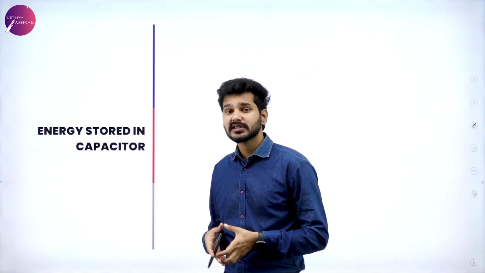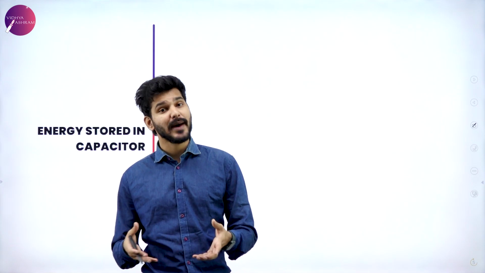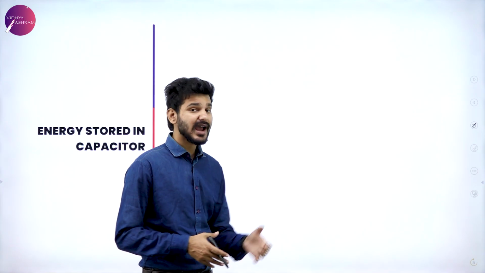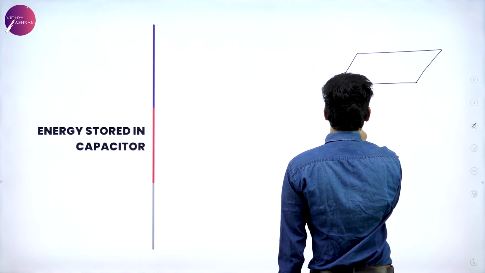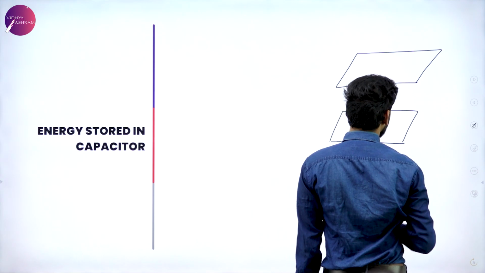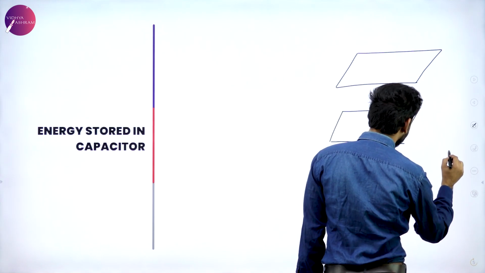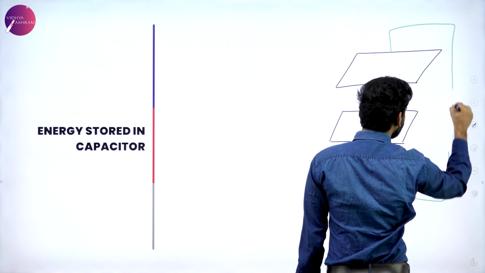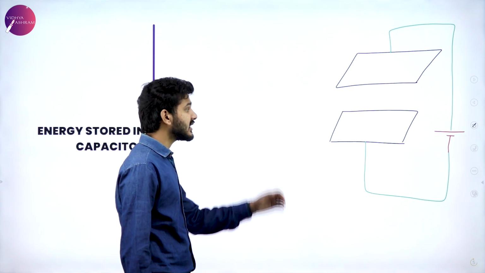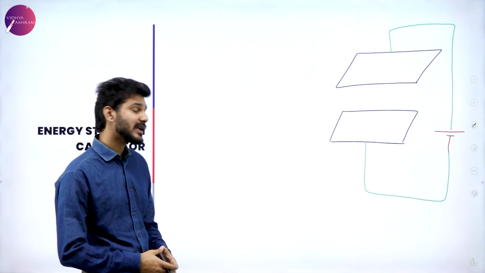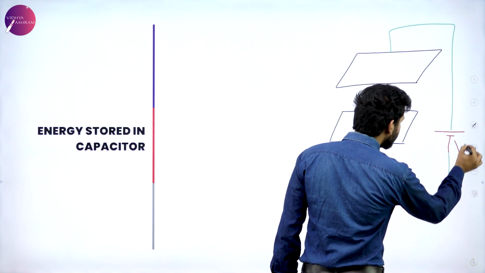Moving on. Finally, we are going to discuss what is the total energy of a capacitor. That is, if a capacitor is connected to a battery, what will be the total amount of energy stored in that particular capacitor? So we are going to consider a capacitor and a battery connected to that. So let's say we have two parallel plates. So we have a parallel plate capacitor here which is connected to a battery or cell which has V volts.